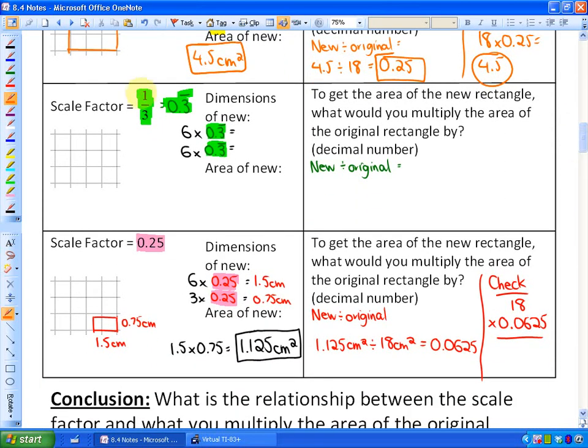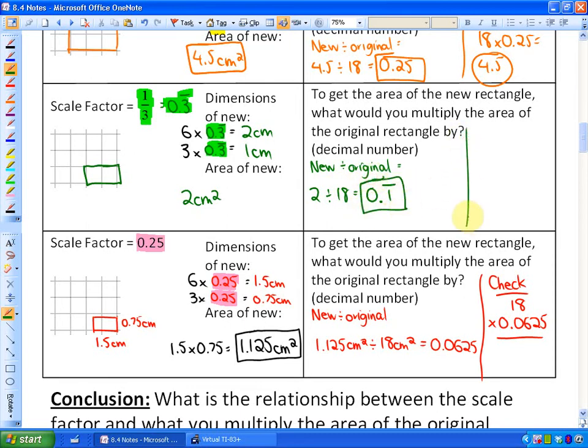If I use a scale factor of 1/3 or 0.3 continued, we would get dimensions of 2 centimeters by 1 centimeter. So that would look like this. And the area would be 2 centimeters squared. So same question, what would you multiply the area of the original rectangle by to get the area of the new rectangle? Or in other words, it would be 2 divided by 18, which is 0.1 continued.